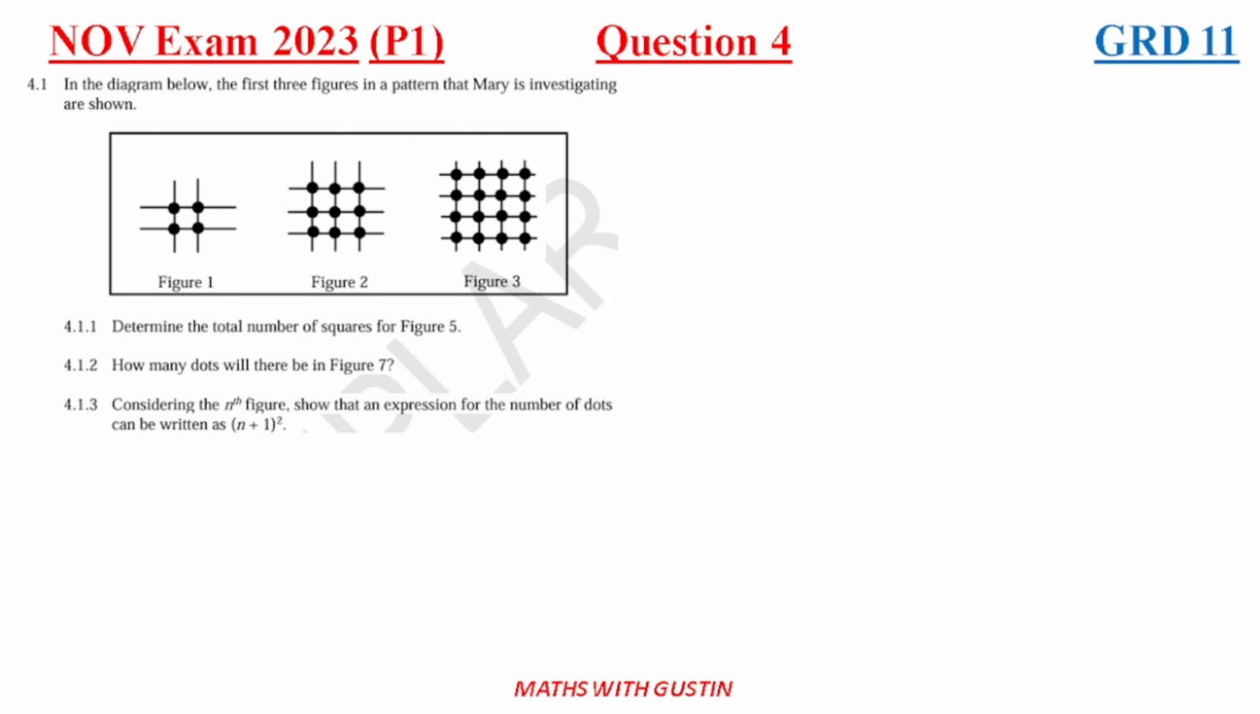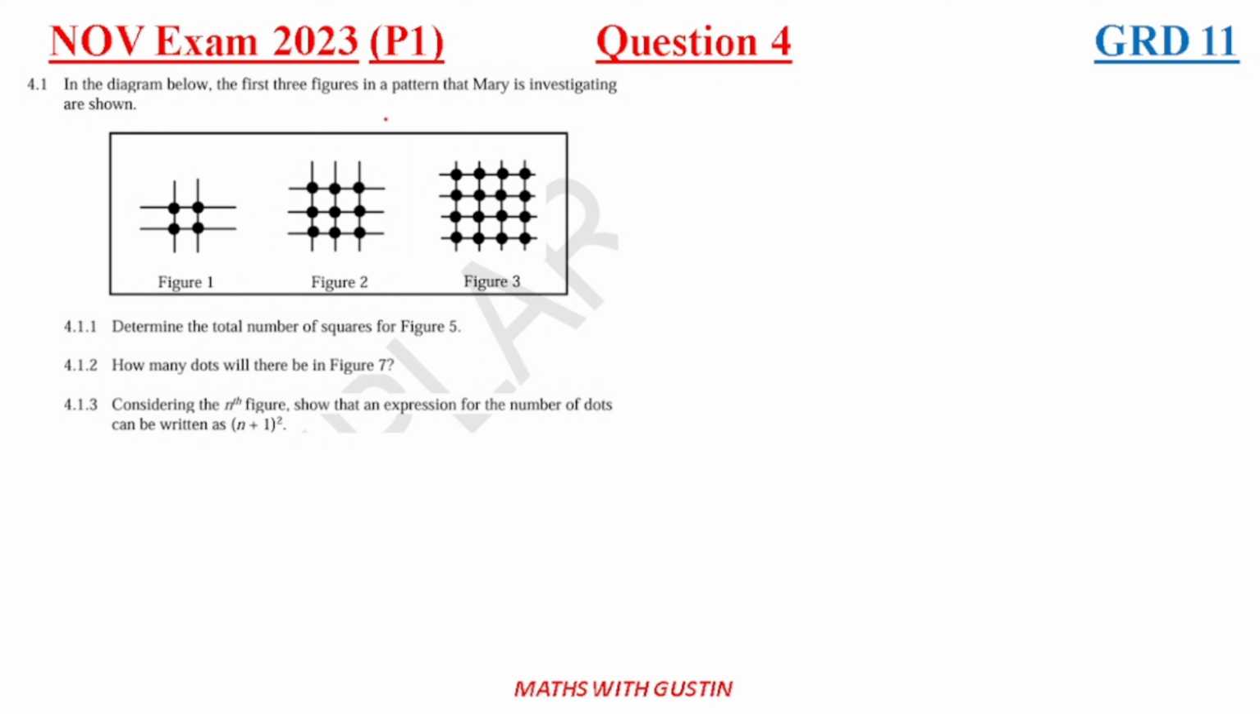All right, in the diagram below are the first 3 figures in a pattern that Mary is investigating. We can see there that we have 4 dots, and then 9 dots, and the other figures have other dots as well. Question 4.1.1 says we need to determine the total number of squares in figure 5.